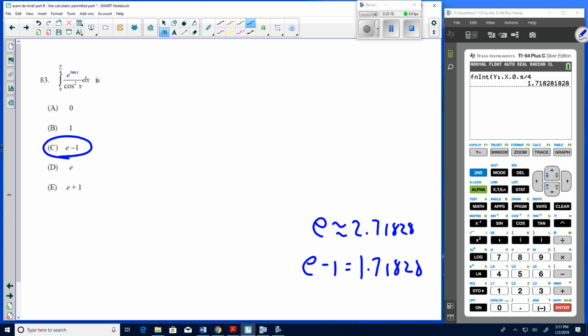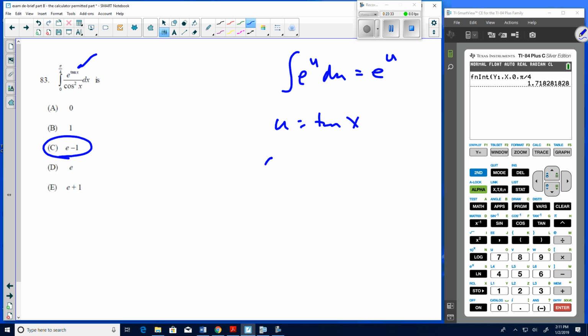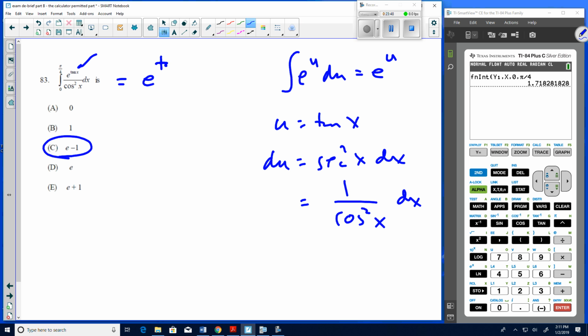Now, suppose we didn't have a calculator. Could we have gotten that without a calculator? And the answer is yeah. We know the integral of e to the u du is, in fact, e to the u. And here my u is the tangent of x. The derivative of tangent is secant squared of x dx, which we could write as 1 over cosine squared. Right? And sure enough, that's what we have. So this simply works out to be e to the tangent of x and evaluate between 0 and pi by 4.